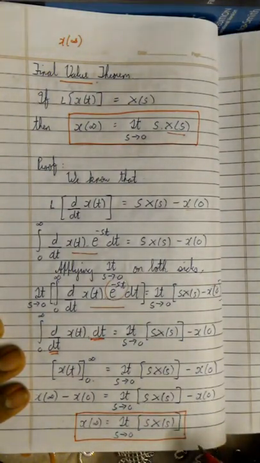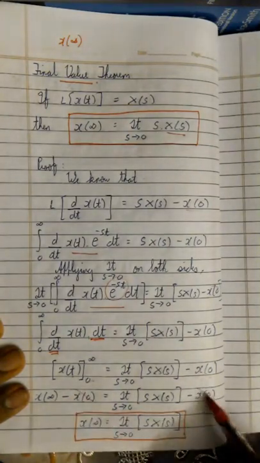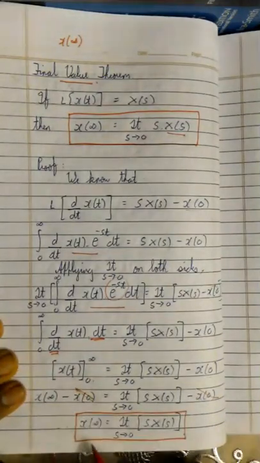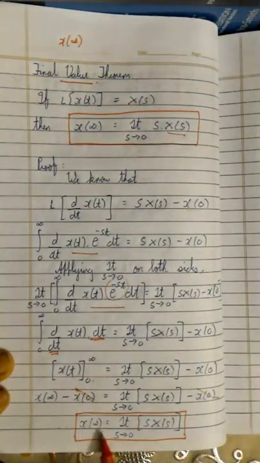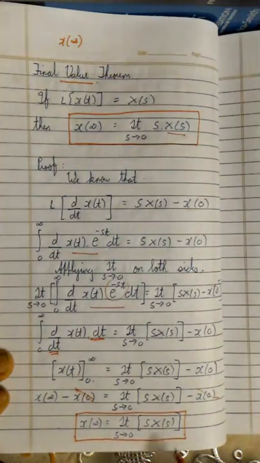Now I can simply cancel these two terms. x(0) and x(0) get cancelled. So at the end I get x(infinity) is equal to the limit as s tends to 0 of s into X(s).